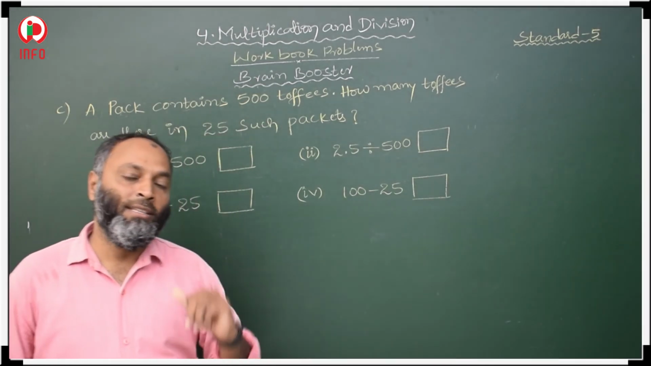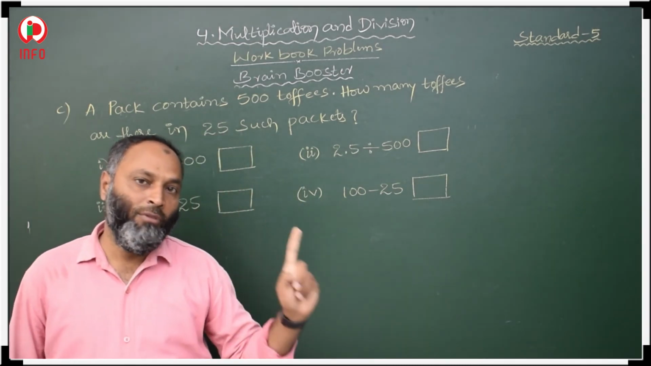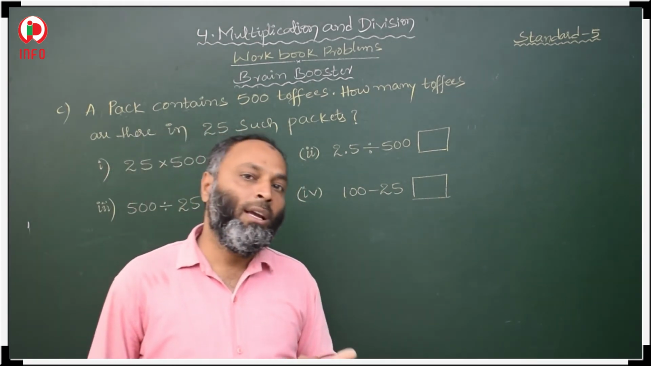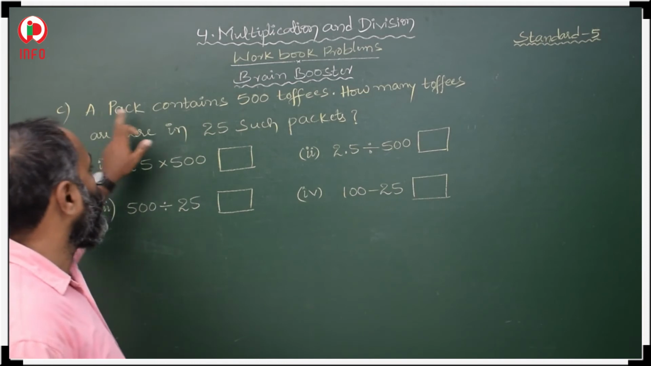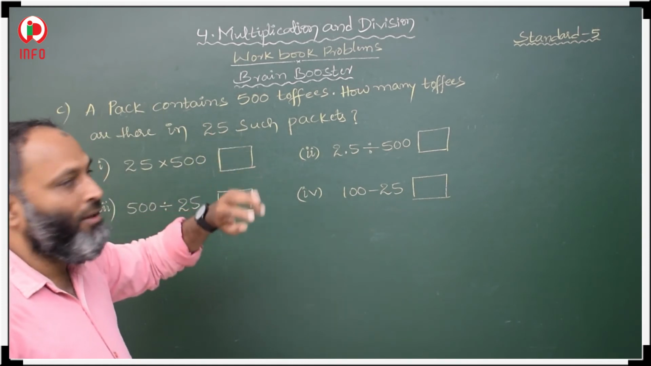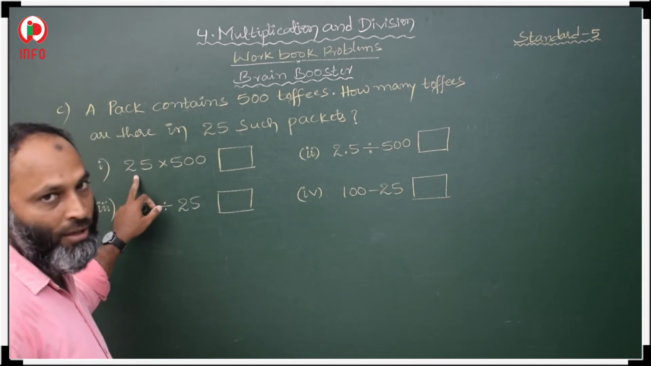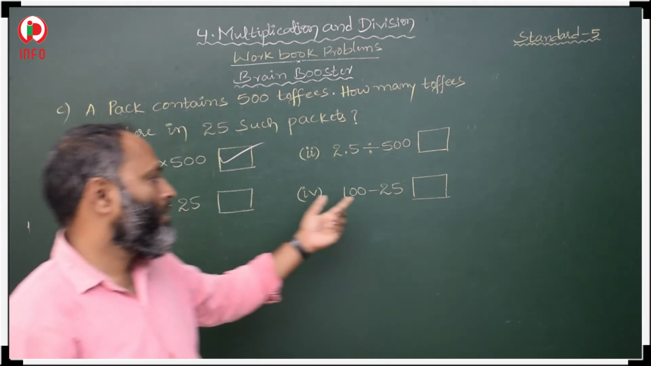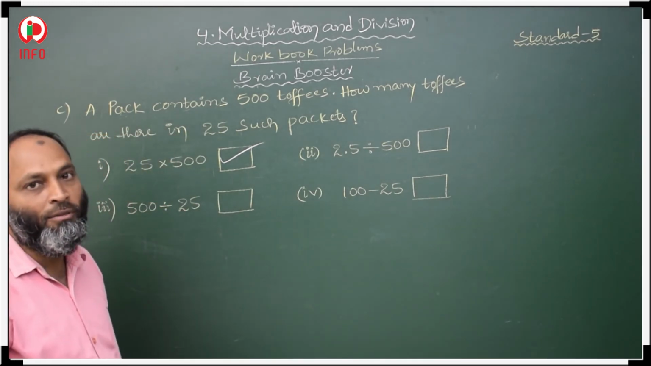If more is given and the unit is asked, we have to divide. So these two things we have to remember. If per unit is given and more is asked, then we have to multiply. If more is given and the unit is asked, then we have to divide. Here, for one pack 500 toffees, so in 25 packs, how much? We have to multiply 500 with 25. So this is our answer. Division is wrong, subtraction is wrong, 2.5 is also wrong. So only this one is correct. Okay.